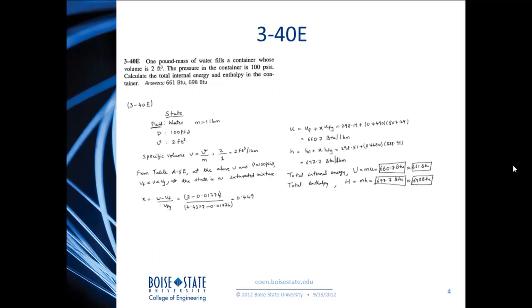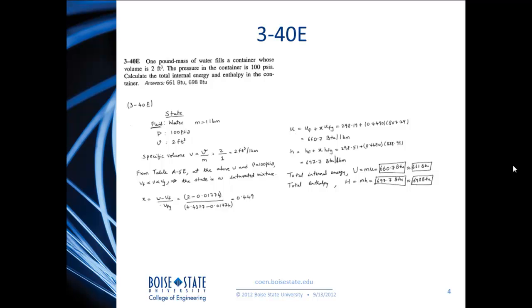Now let's look at problem 3-40E. You're given that 1 pound mass of water fills a container whose volume is 2 cubic feet. The pressure in the container is 100 psi absolute, and you're asked to calculate the total internal energy and enthalpy in the container. So first we would like to know the state of this fluid, and in our case it is water, and the pressure is given to be 100 psia, and the volume of the container is 2 cubic feet.